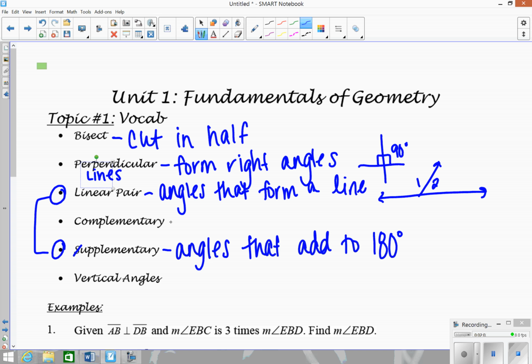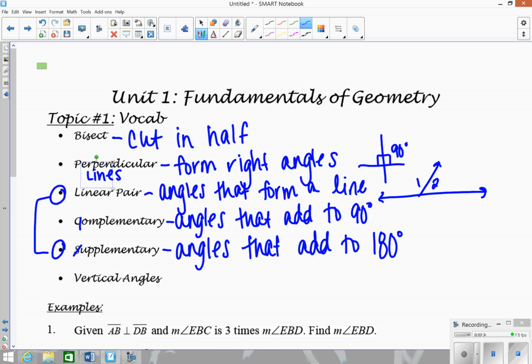Complementary is when angles add to 90 degrees. And again, the angles don't have to be touching each other. They just have to add to 90 to be complementary. So we can draw the line through the C and it looks like a 9. That's a strategy we use to help us remember that they add to 90.